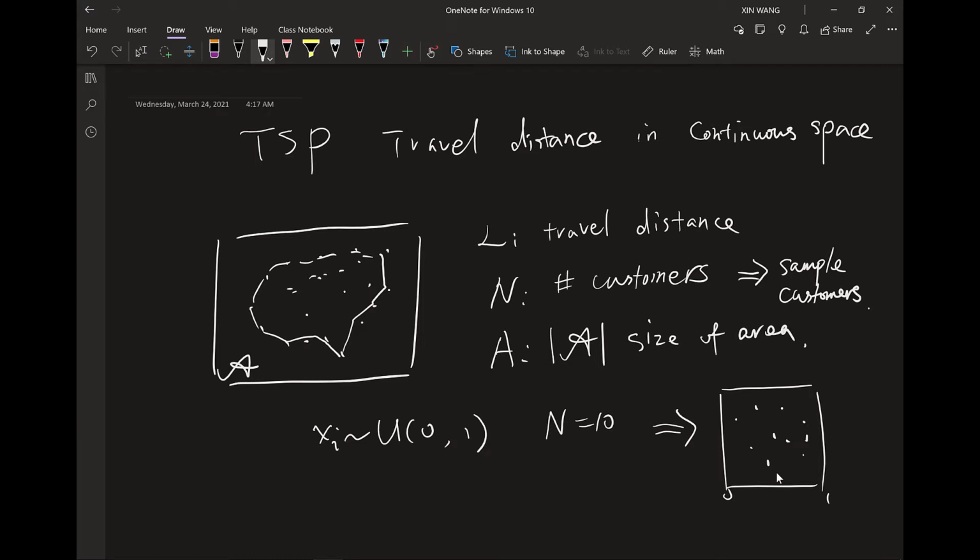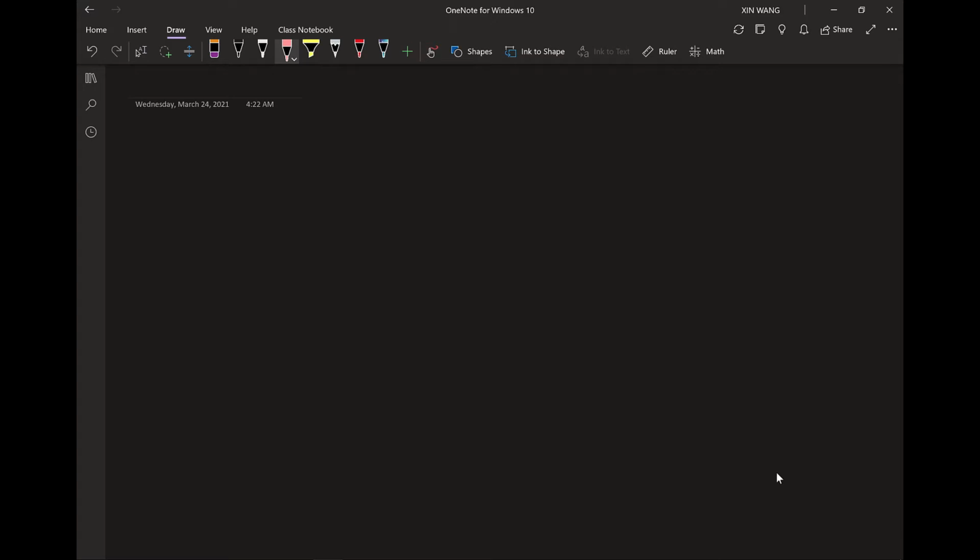And then our TSP tour distance is L. So definitely for the unit square, the area is 1. So this gives us a simple illustration. Our goal is to find if there's a way we can estimate our TSP distance based on the number of customers and the size of the area. So this seems a very interesting task.